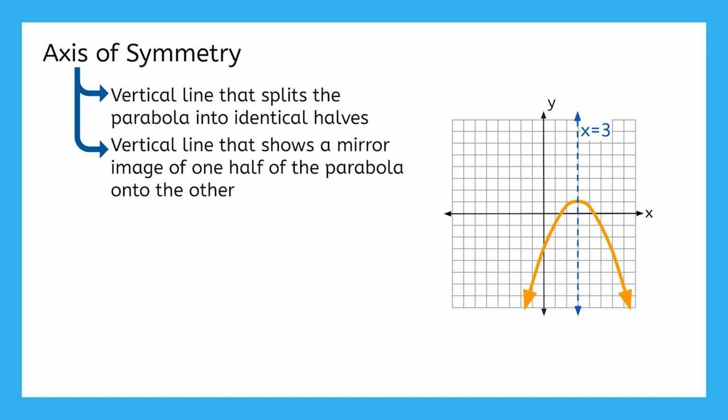A nice feature of parabolas, because of their symmetry, is that any point on one side of the axis of symmetry will be the same horizontal distance from the axis as another point on the opposite side. The axis of symmetry will also go through the parabola's vertex and utilize the same x value, which in this case is 3.